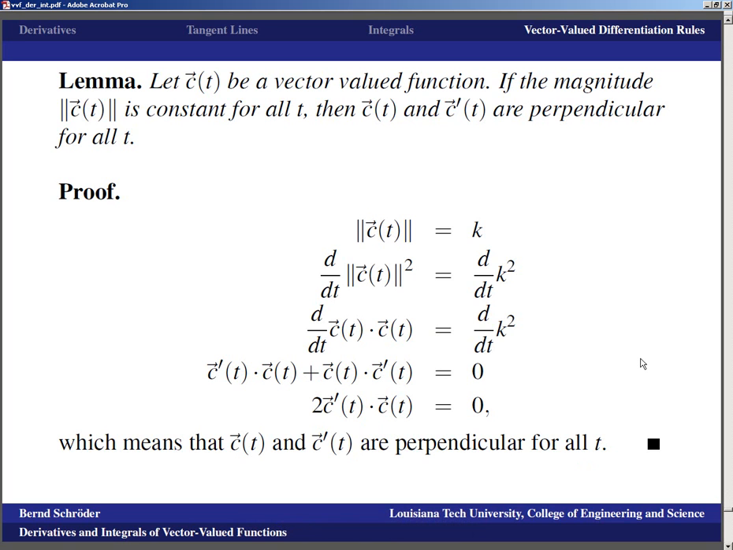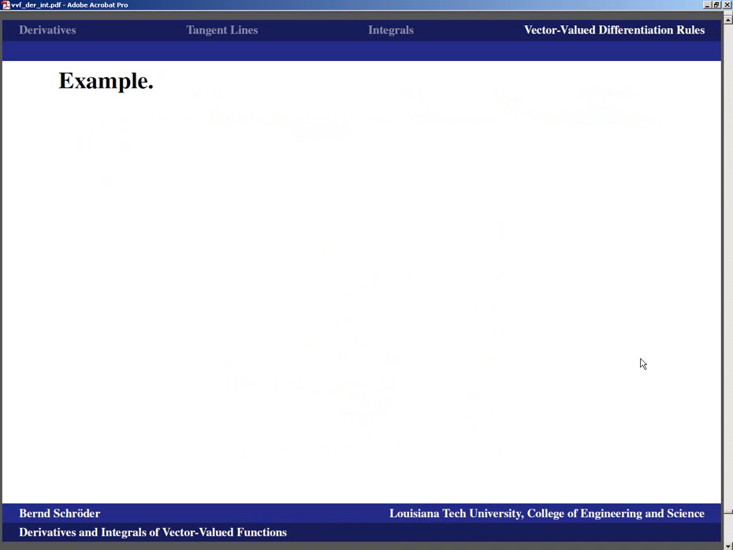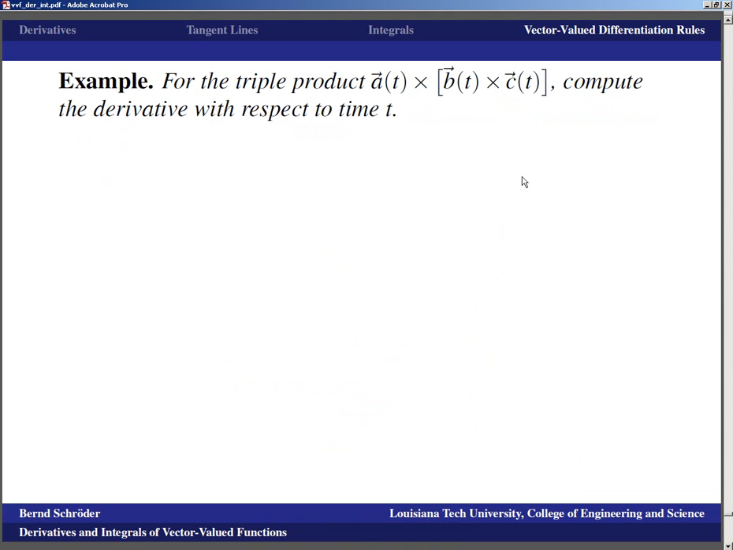So that's something that we're going to use in the next presentation. We also want to look at another example of how to handle triple products that will come in handy, if not here, then potentially in the derivation of Kepler's law, which is something that we may or may not do in my class as a project.